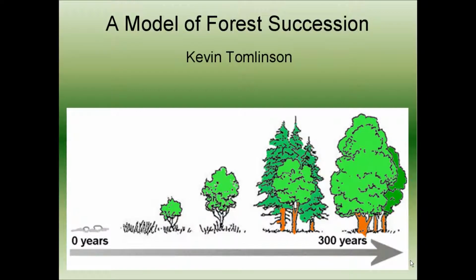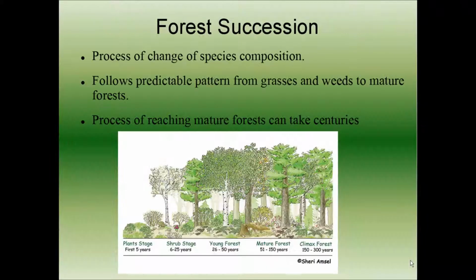So today I'll be talking about a model of forest succession, and before we begin on talking about the model, we must first talk about forest succession. Forest succession is a process of change of species composition. It follows a predictable pattern from grasses and weeds to mature forests, and this process of reaching mature forests usually takes many centuries.